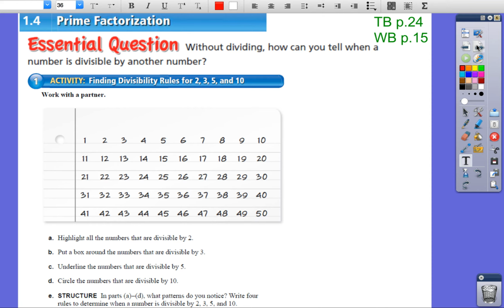Okay, we're now ready to begin the activities for our page. So the essential question that they want you to discover through these activities is, without dividing, how can you tell when a number is divisible by another number? In activity 1, you are going to go through the steps A, B, C, D, and E, complete them in your workbook by just doing whatever they ask you to do. So for example, A says highlight all the numbers that are divisible by 2. Now, you know if a number is divisible by 2 simply by skip counting. What are all of the multiples of 2?